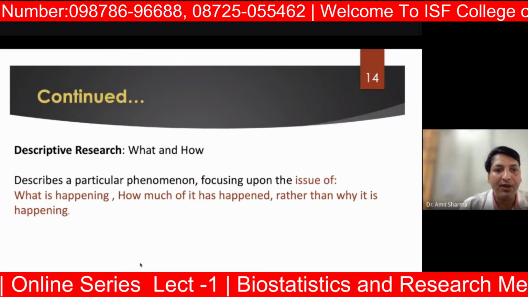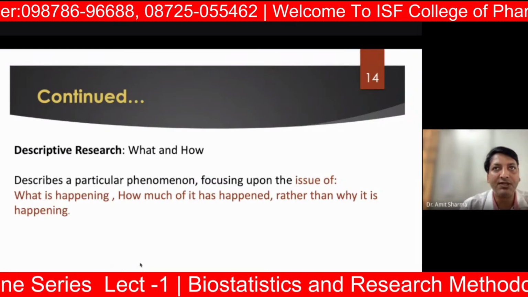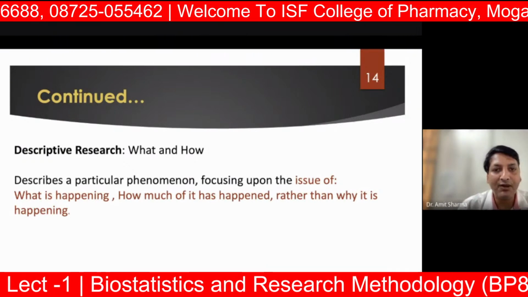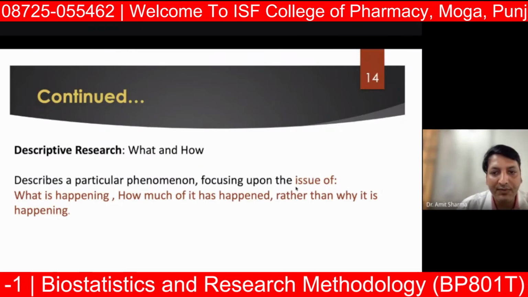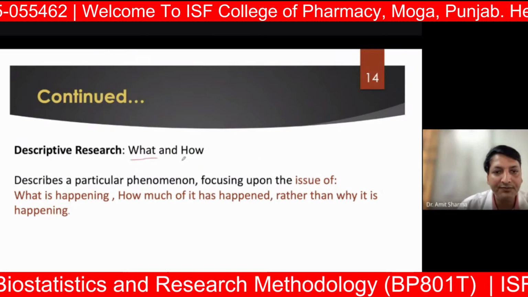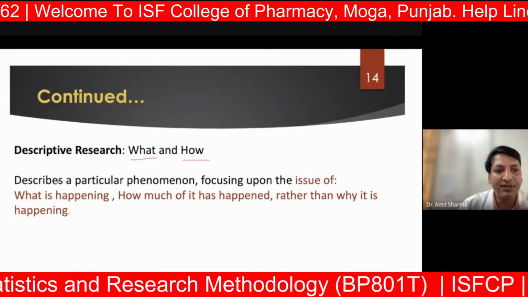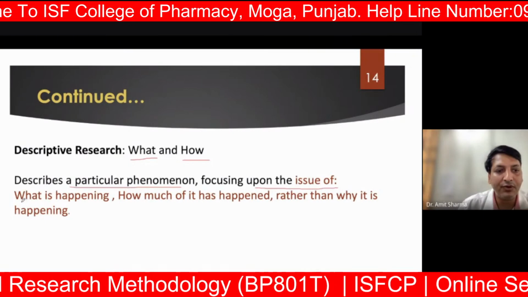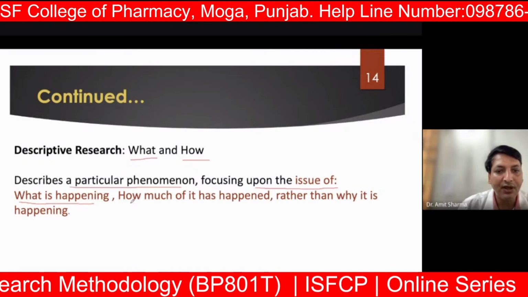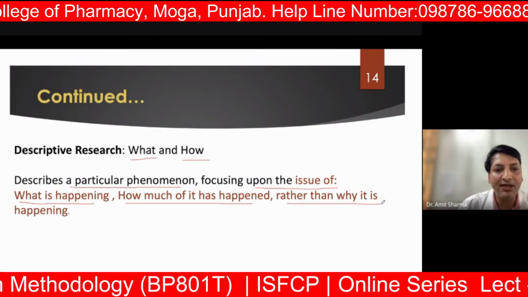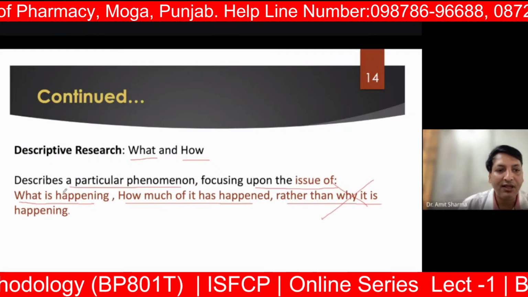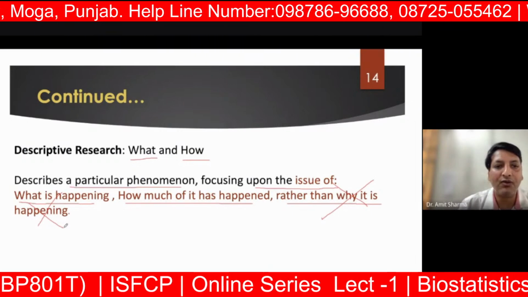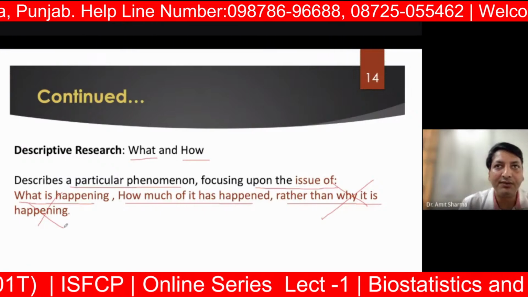So if we are conducting a descriptive type of research, it means what? You are working on what and how. That means you are trying to find the answer for these two terms. Descriptive research studies a particular phenomenon focusing upon the issue of what. That means what is happening, how much it has happened, rather than why it is happening. So you are not bothered about why it has happened. You just want to find out how much and what has happened.